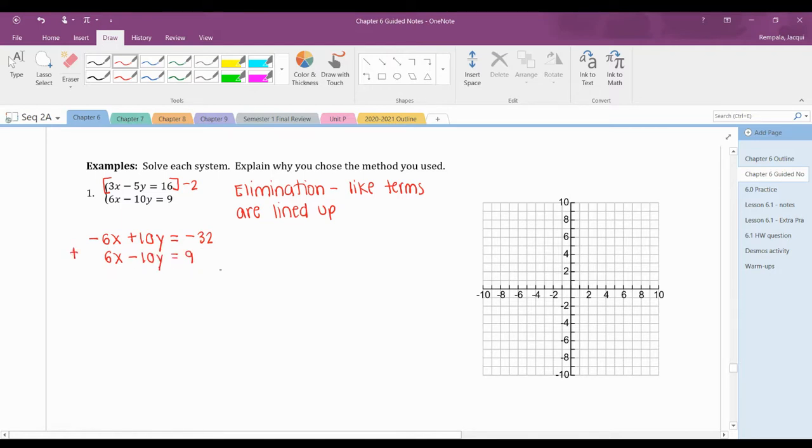And now, because we have opposites with the x's, we get to add up our like terms. So notice that -6 plus 6, those x's go away. If I look at the 10y plus -10, those are actually opposites now as well. So that goes away. So all of the terms on the left side disappear. So I'm left with 0. On the right side, -32 plus 9, that's -23. So notice that using elimination, all the variables disappeared. 0 does not equal -23. That is a false statement. So that means my final answer is no solution.